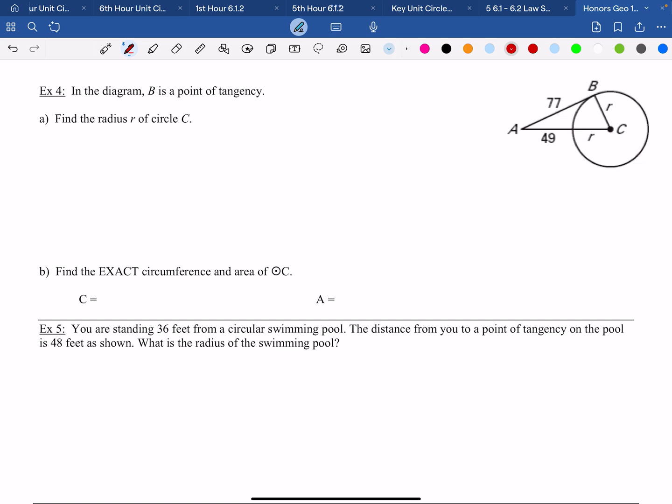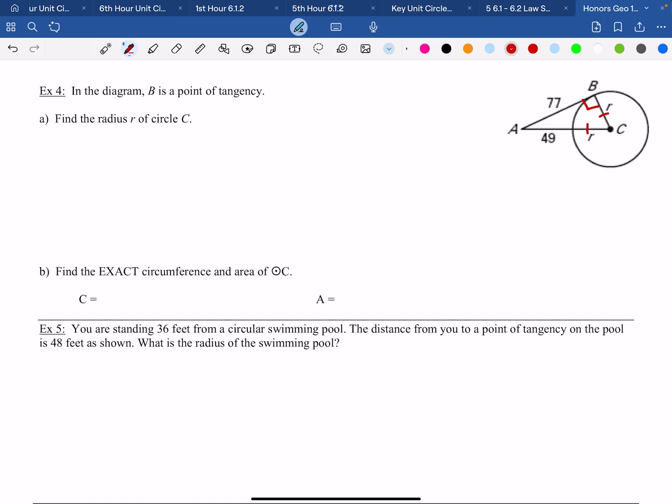In this next diagram, we're moving on to example 4. It says in the diagram, B is a point of tangency. Right when you see that, the first thing you should say is, if that's a point of tangency, that means that's a right angle. So now what you have is a right triangle. This question is asking us to find the length of the radius, these two equal parts here. We've had similar problems like this in the past where you had a right triangle in terms of variables and you had to solve for the variable.